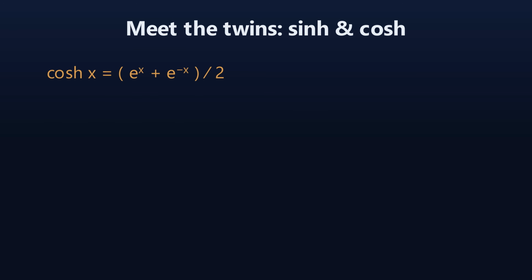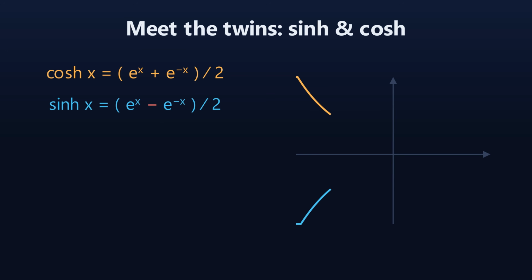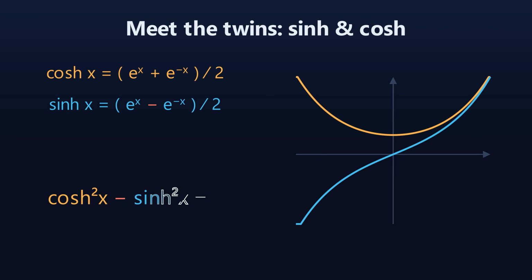These are built not from angles but directly from that growth number e. Hyperbolic cosine is e to the x plus e to the minus x all over 2. Hyperbolic sine is the same but with a minus. And they obey their own Pythagorean rule with a twist. Hyperbolic cosine squared minus hyperbolic sine squared equals 1. The same shape as the circle's identity, but with a minus, matching the hyperbola perfectly.